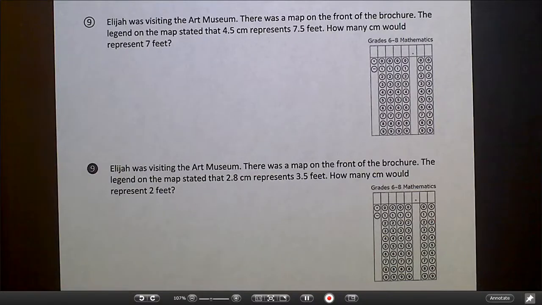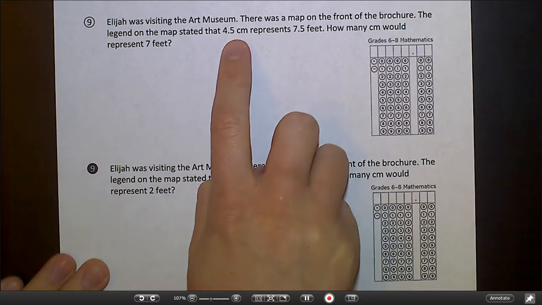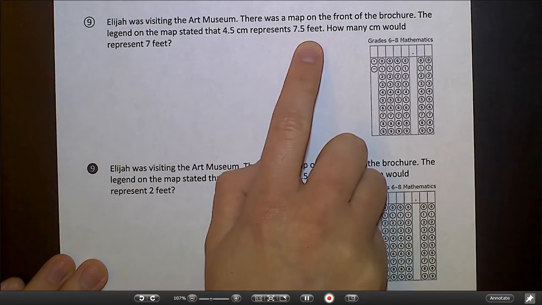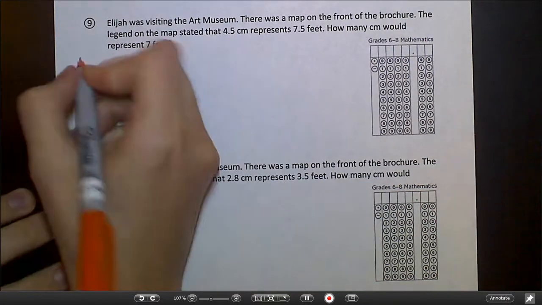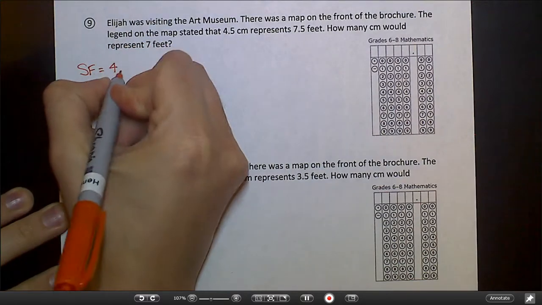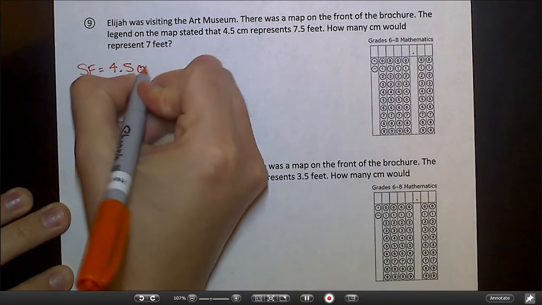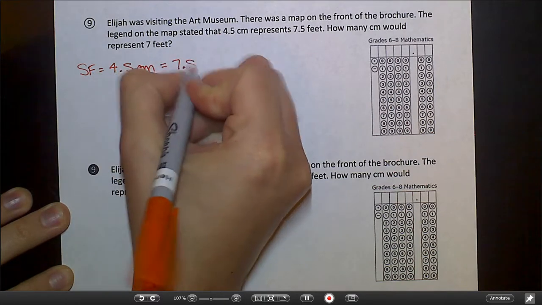Number 9 is another scale factor problem. Elijah was visiting the art museum. There was a map on the front of the brochure. The legend on the map, or the key on the map, stated that 4.5 centimeters represents 7.5 feet. So that's my scale factor right there. My scale factor is 4.5 centimeters equals 7.5 feet.